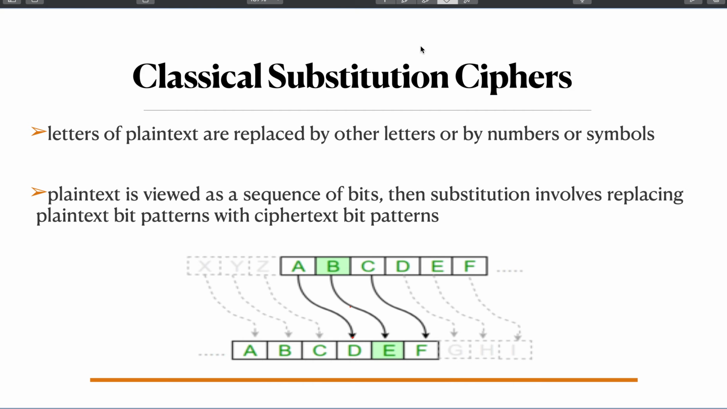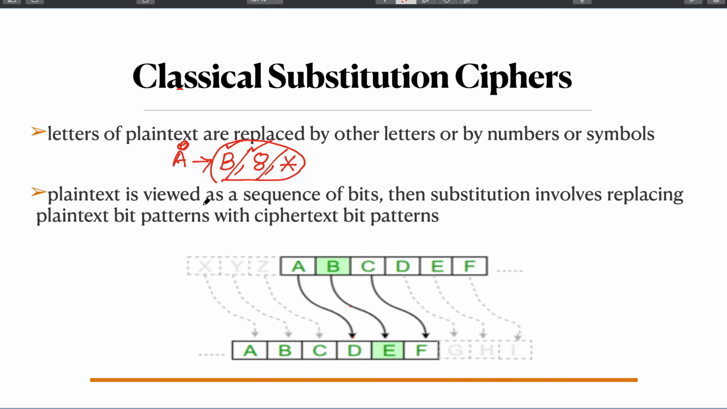Substitution means you are going to substitute a particular plain text either with another letter, or with a number, or a symbol. For example, let's take the letter A. This letter A could be replaced by another letter, or by a number, or by any symbol. So this is the classic substitution cipher. For every plain text letter, you're going to replace it either by a letter, or a number, or a symbol. This is the concept that has been used.